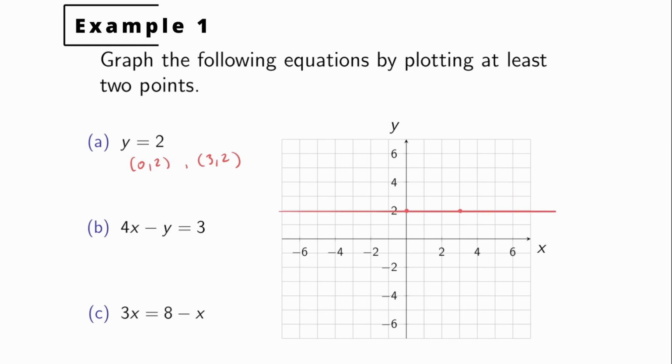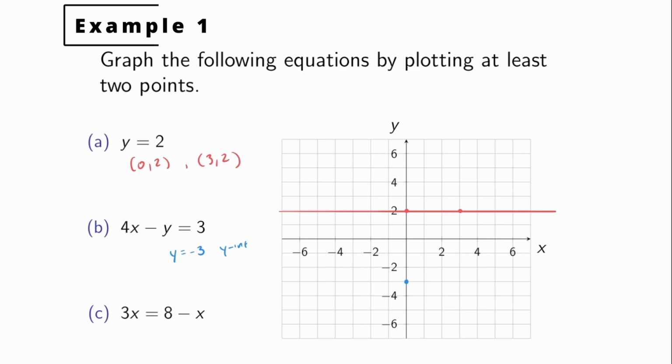Now for the next one, we have the equation of a line, 4x minus y equals 3. One of the easier things we can do here is to just find the intercepts. To find the y-intercept, you set x equal to 0, and you get negative y equals 3. So y equals negative 3 would be the y-intercept. We graph that point where it crosses the y-axis, at negative 3.